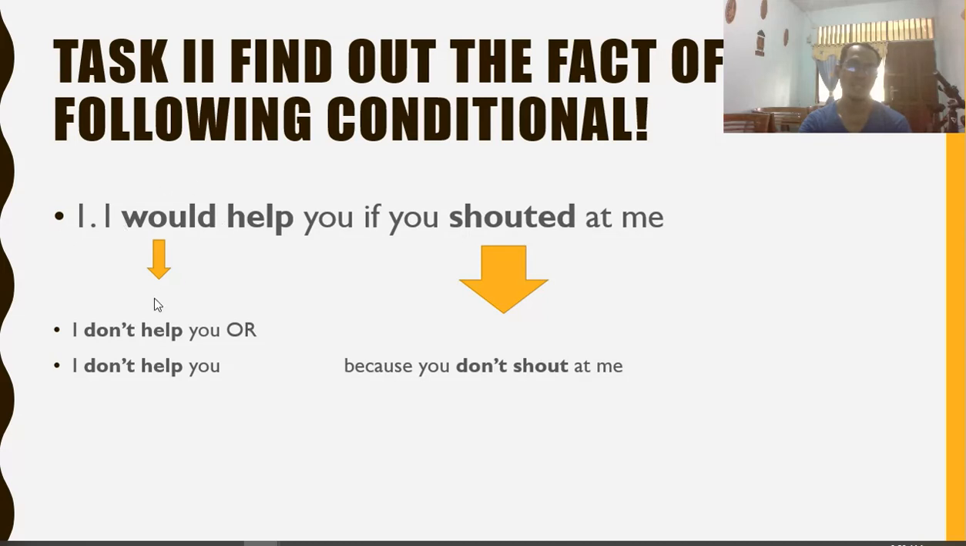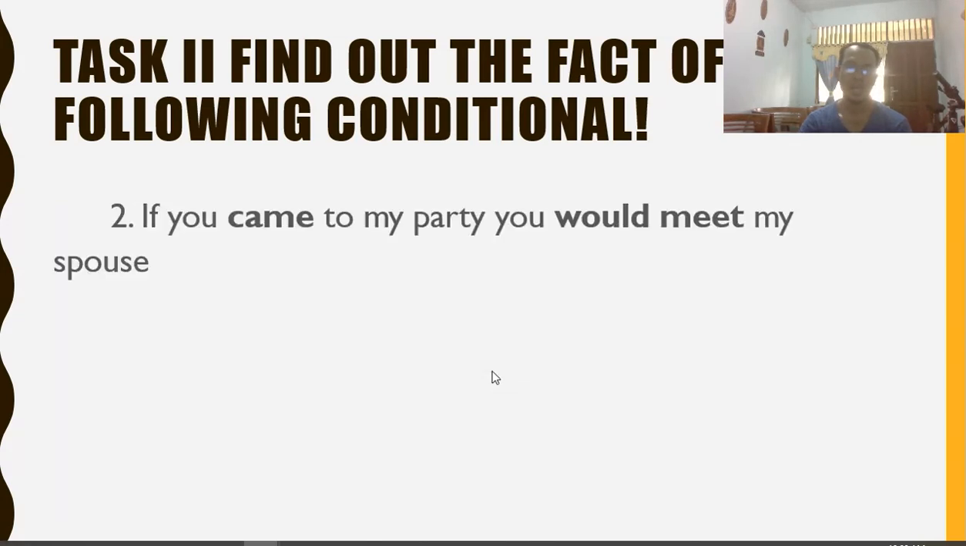Remember, this is the answer. Okay? From positive sentence into negative sentence. From verb 2 into verb 1. From positive into negative.